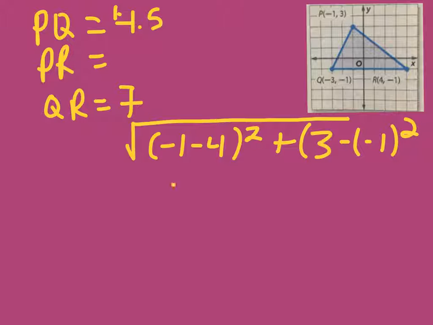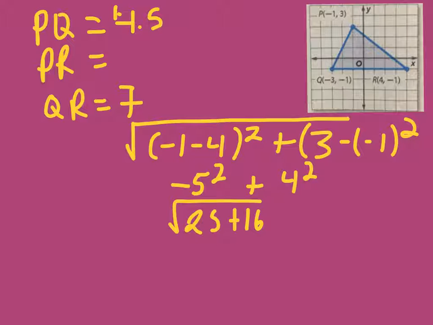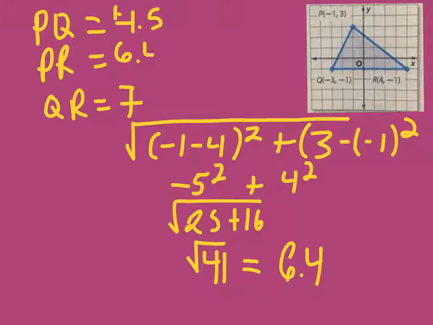Now let's figure out what we have. Negative 1 minus 4 is a negative 5 squared. Plus, let's see, 3 plus 1 is going to be 4 squared. Then we have 25 plus 16. That's under the square root. 25 plus 16 is 41, so the square root of 41. And the square root of 41 is somewhere around 6.4. So I'm going to write that up here.